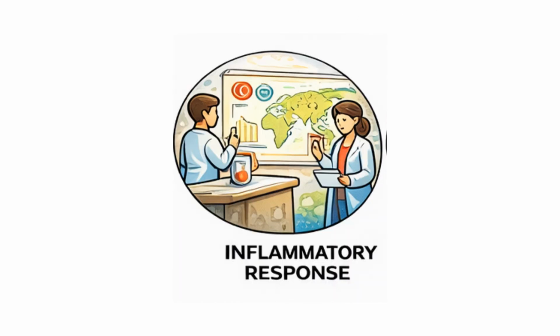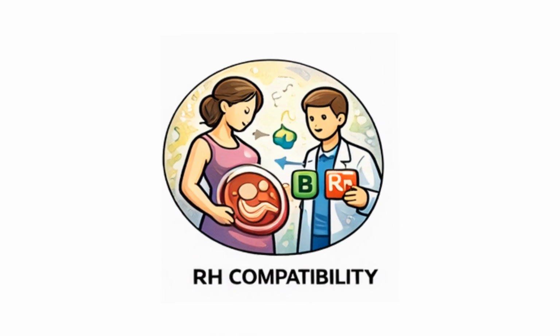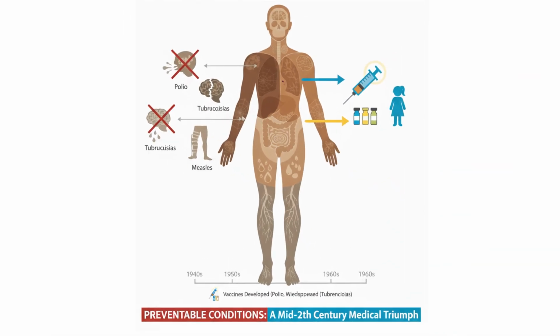Being Rh positive means the red blood cells also carry the Rh protein. The Rh factor plays a crucial role in pregnancy compatibility. If an Rh negative mother carries an Rh positive child, immune complications can occur, a condition now preventable thanks to medical advances developed in the mid-20th century.